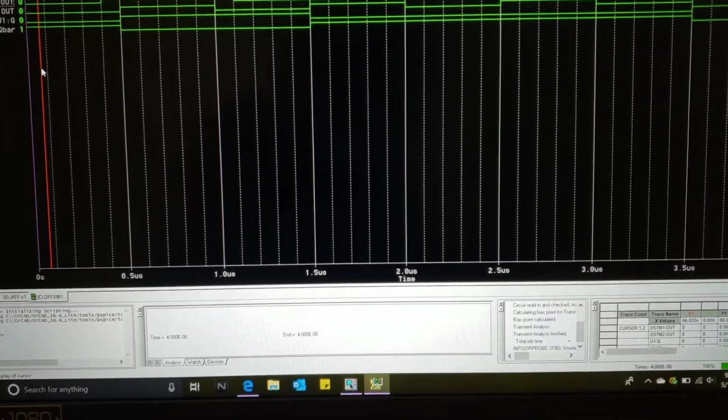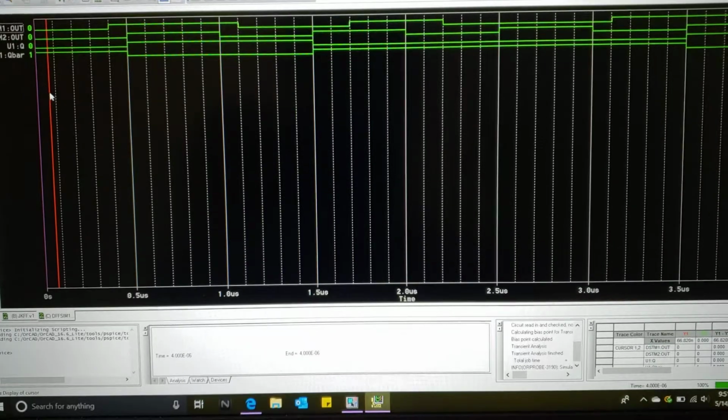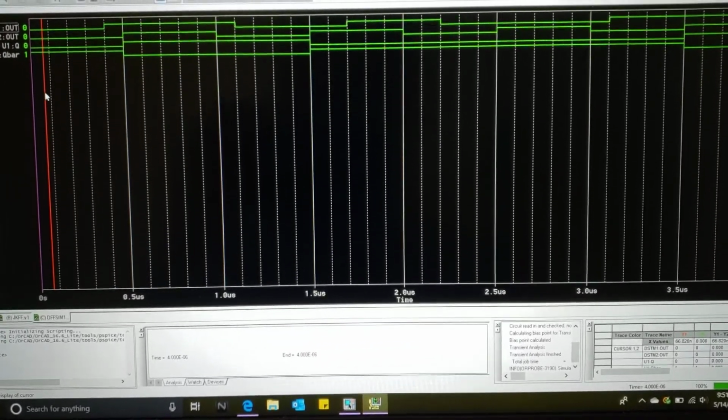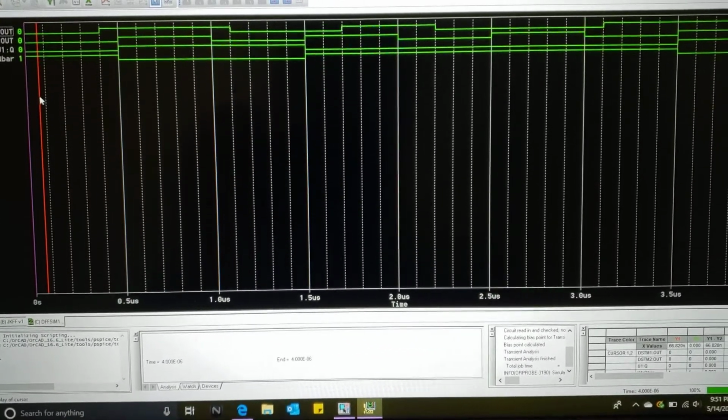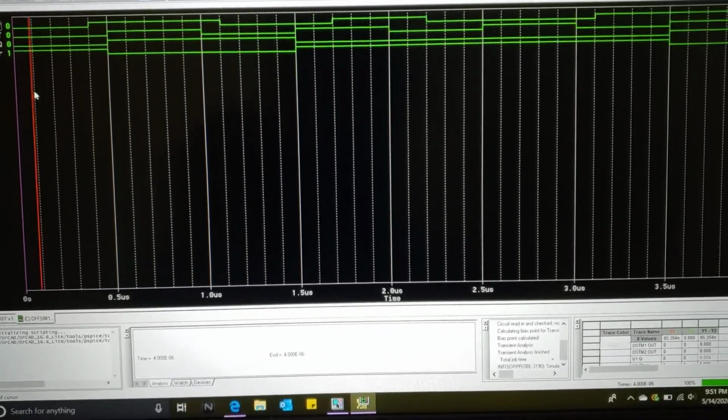So here we can see that we start out with both inputs being 0, and so our output Q is 0 and our output Q1 or Q bar is 1.